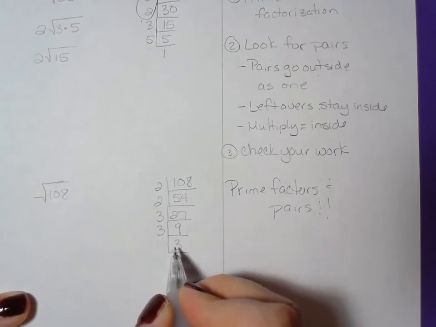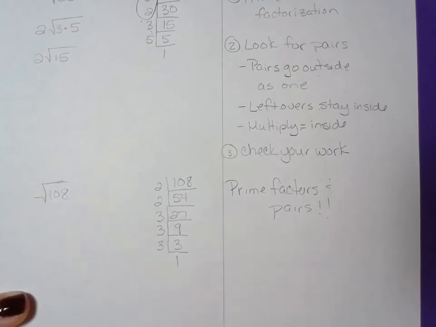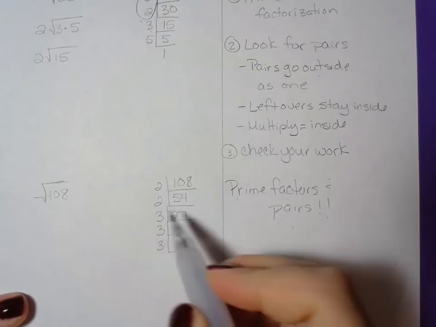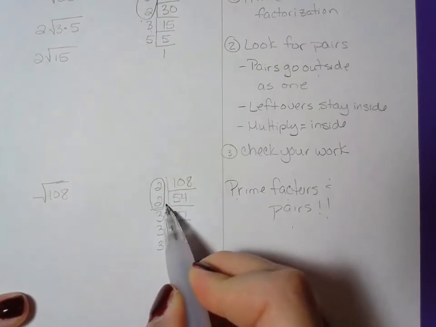And the only thing that will go into 3 is 3, and that leaves us with our birthday cake on the bottom side of, or our candle on the bottom side of our birthday cake. So we've done our prime factors. Now let's go look for our pairs. I have a pair of 2's right here. I'm going to put them in a circle.